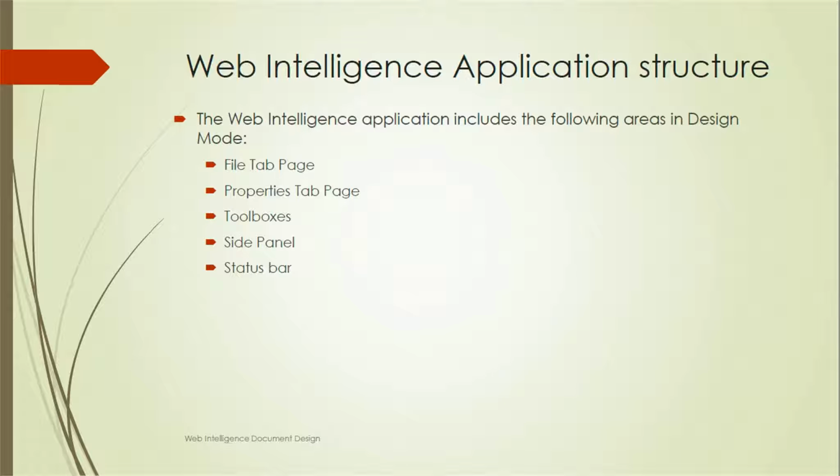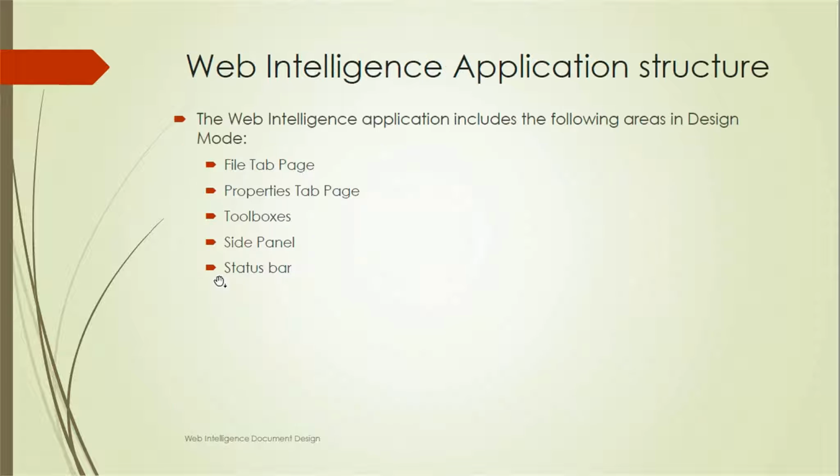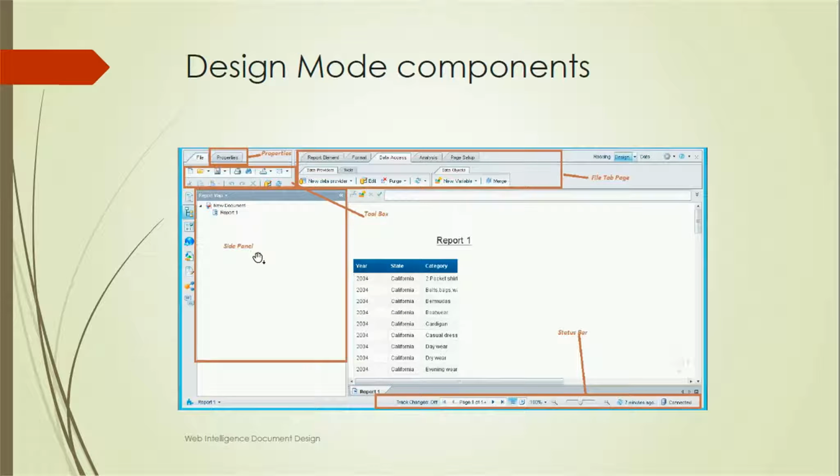So these are the application structures which are available in the design mode. On the left side, if you see these are the different options: file tab page, properties tab page, toolboxes, side panel, status bar. This is the file tab page, this is the properties tab, this is the report element. I'll show you in the next slide. If you see, this is the properties tab, this is the toolbox. On the left side, this is the side panel.